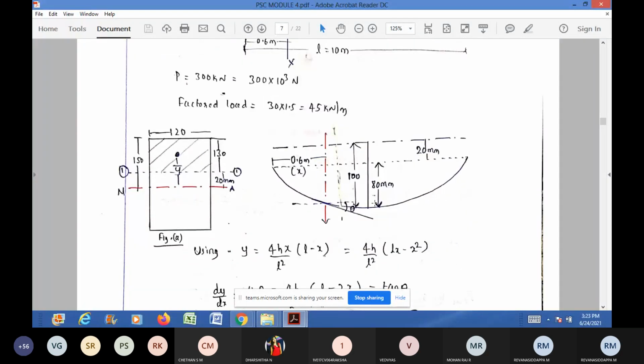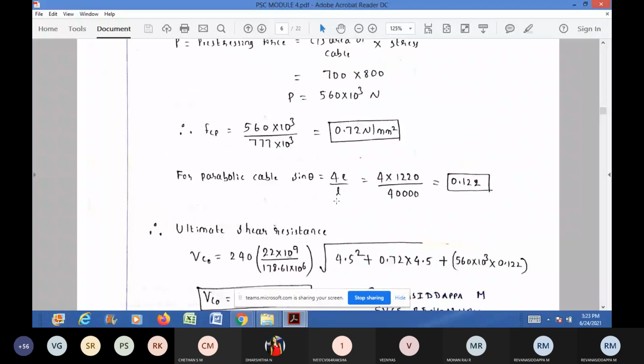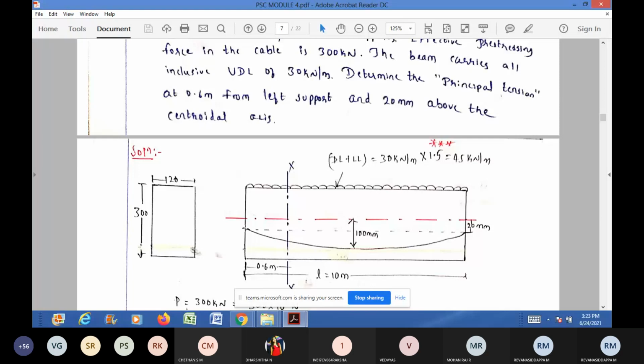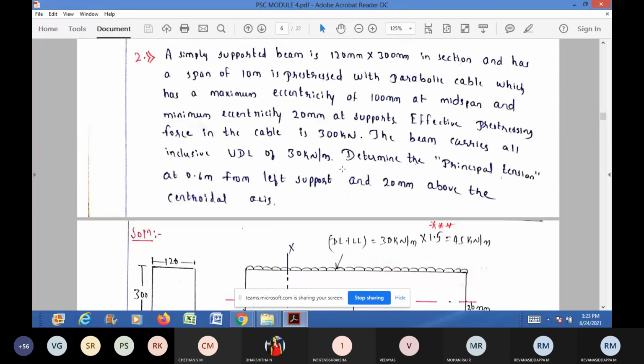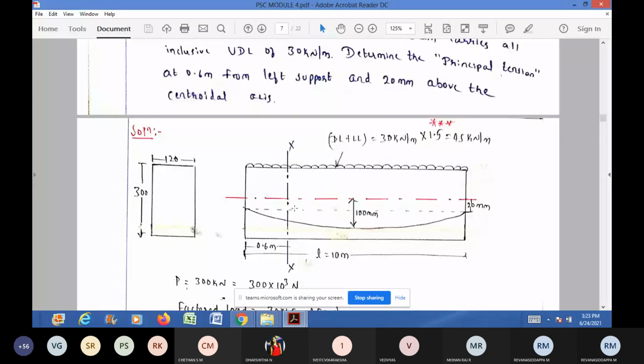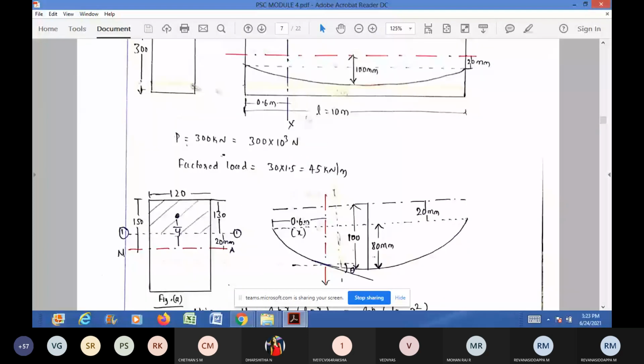See, this sin theta equal to 4e by L holds good only at the support. If you want to measure the sin theta, means the vertical component of the cable at any other point, you need to use the basic principle that I will tell you now. For that you write the diagram.